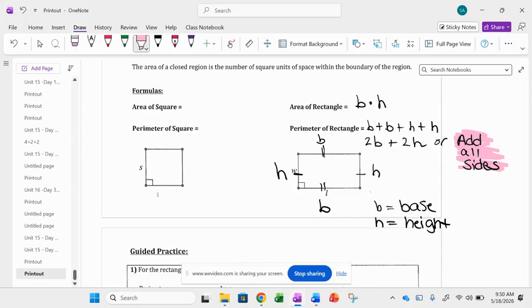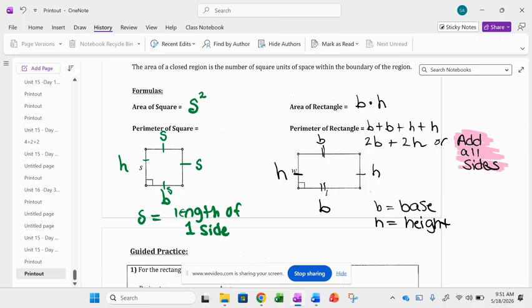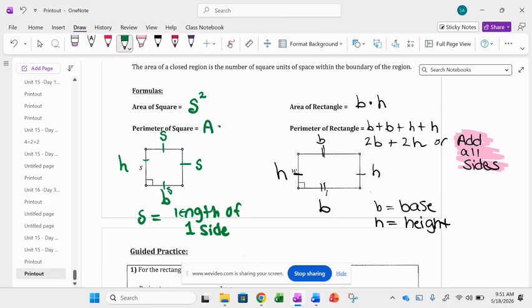So to find the area of a square, since it's a rectangle, it's also going to be base times height. But what do we know about all the sides of a square? Aren't all the sides equal? So instead of doing base times height, to find the area of a square, we're going to do side length squared, where S equals the length of one side. And perimeter, we're just going to continue to write: add all the sides.